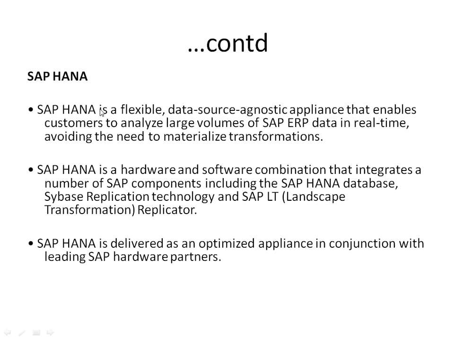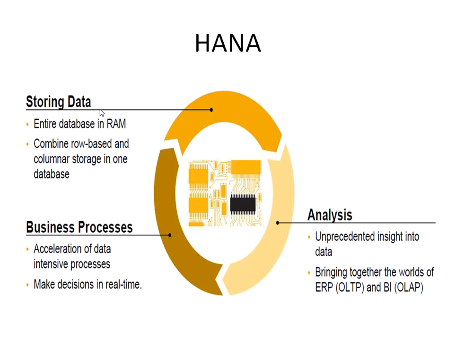The definition, or how SAP has defined it, is a flexible, data source agnostic appliance that enables customers to analyze large volumes of SAP ERP data in real time, avoiding the need to materialize transformations. It's a combination of both hardware and software, as we've seen yesterday: the hardware provided from the vendors and the software from SAP. It's a combination of both, with a lot of new features added from both hardware and software, both implemented completely as a full-blown implementation on the SAP HANA server box.